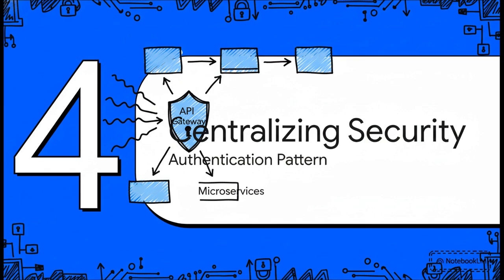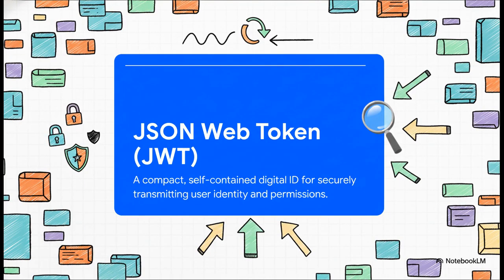This is the authentication pattern, and it is a big one. In a lot of modern systems, security is handled using something called a JSON Web Token, or JWT. Honestly, the best way to think of a JWT is just like a digital ID card. It's a small, self-contained piece of data that proves who you are and what you're allowed to access. You just present it with every request you make.